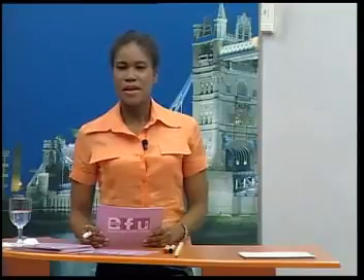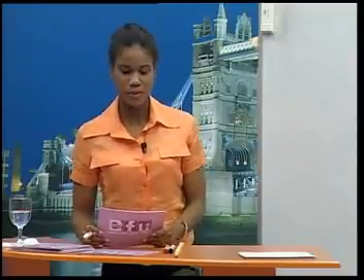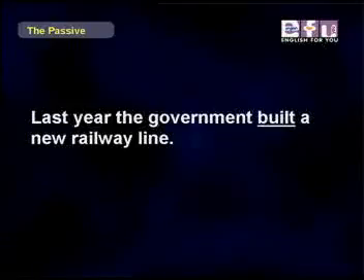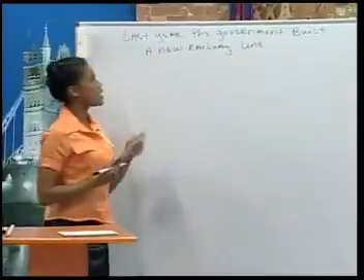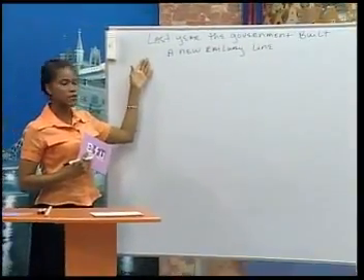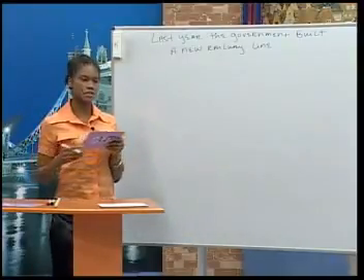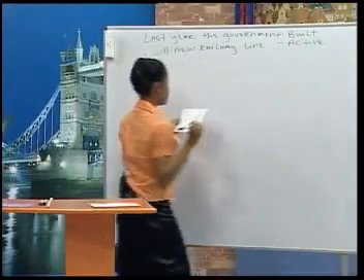Now, let's have a look at present, past, and future. Let's take a look at this sentence. Last year, the government built a new railway line. Is this an active or a passive sentence, Alberto? It's an active sentence because the government did the action. Very good. It's an active sentence.